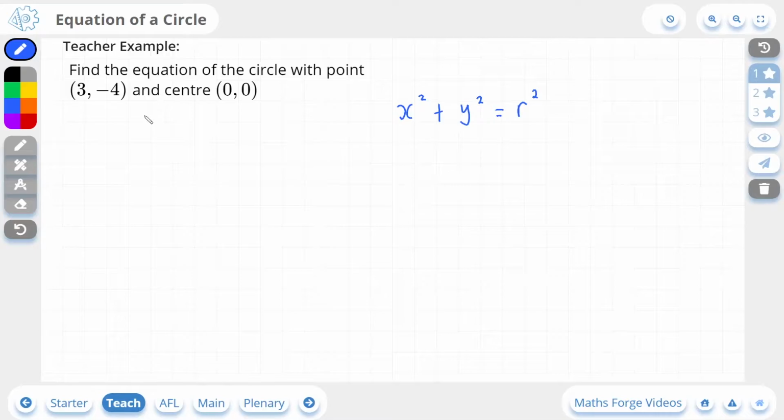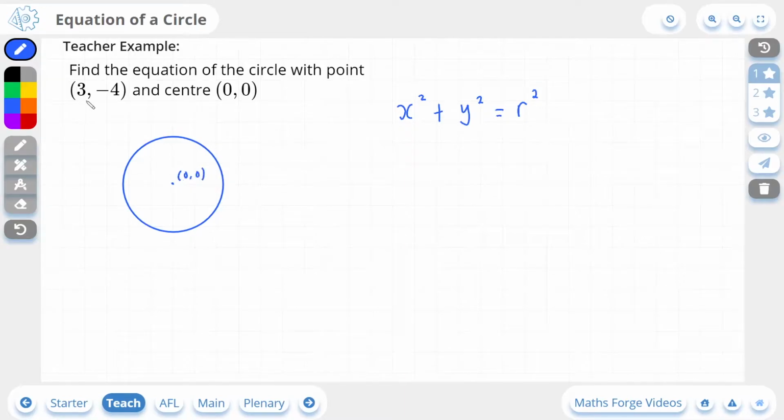So I think the important thing for us to achieve here is to find out what the radius of the circle is. We know that the center is 0, 0, which means that the equation is going to have the form of x squared plus y squared. If we can just find out what the radius is, then we can complete this equation. So to begin, I'm going to draw a circle, and we're going to say that the center is 0, 0. So we're going to say that this point here is 0, 0.